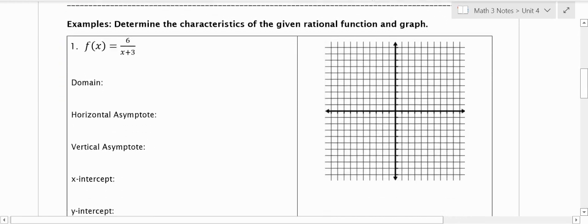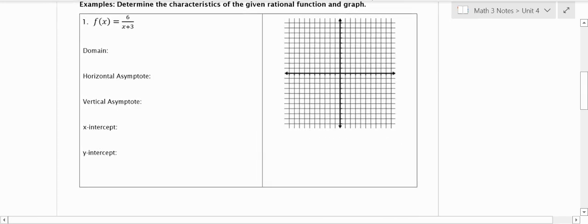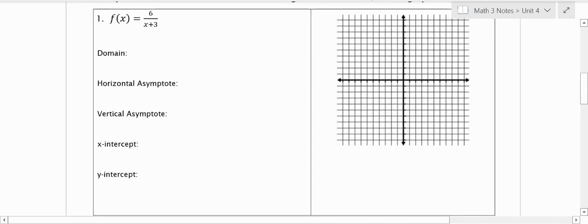So for our first example, we're going to approach all of these the same way, and we're going to identify our 5 characteristics: our domain, our horizontal and vertical asymptotes, our x and y intercepts, and then go ahead and graph.